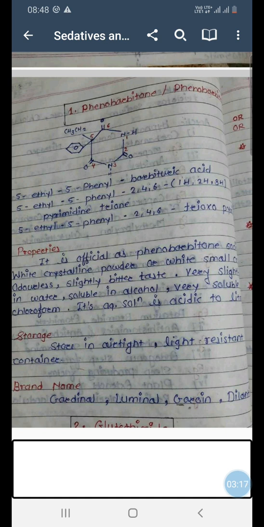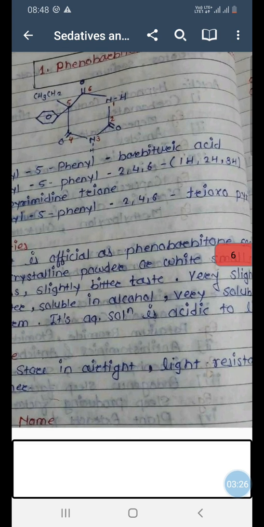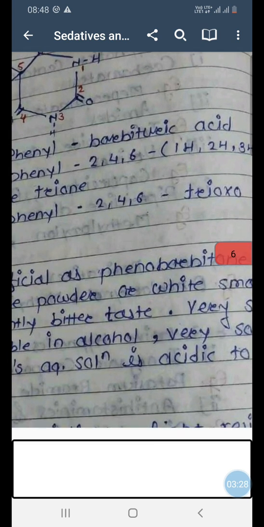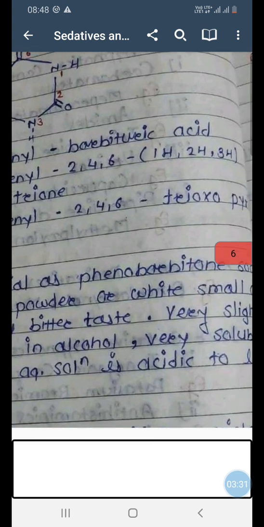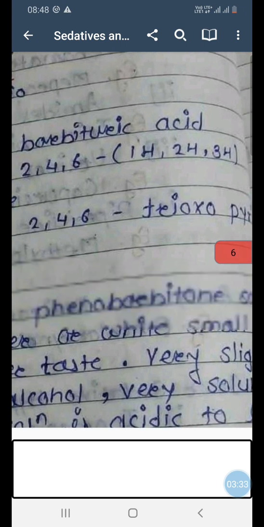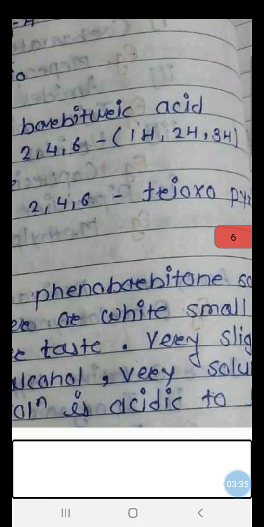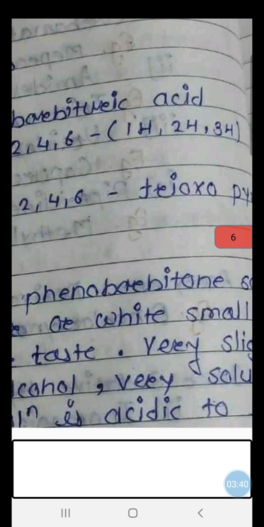Protect from light. Wherever there is a correction, please note the correction. In these notes there is a correction in the chemical name also. See here, I am just zooming it. After 2,4,6 inside bracket she has written 1H, 2H, 3H. It is not like that. It should be 1H, 3H, 5H.